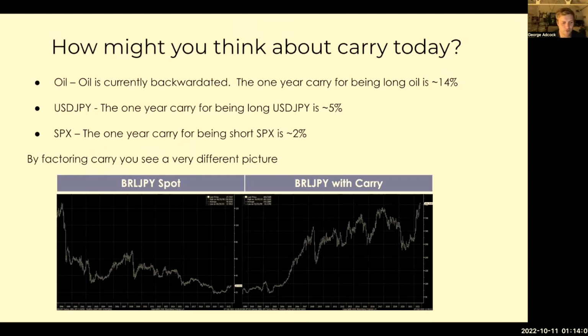Now, if you look at a spot chart, which is on the left, you'll see that Brazilian reals have been in a pretty consistent downtrend versus the yen for pretty much 30 years. If you factor in the carry that Brazil pays you against the yen, you actually get the chart on the right. So it can show you just how profound this can be as an impact on your actual P&L. And it's something that you should always be thinking about, especially with higher carry items. And as interest rates are trending somewhat higher at the moment, this is going to become a much, much bigger factor in your portfolio.